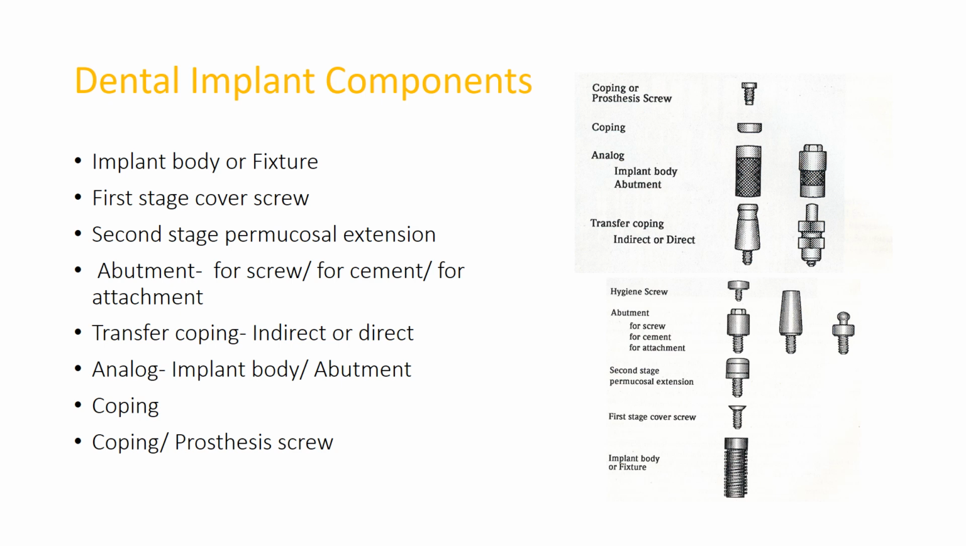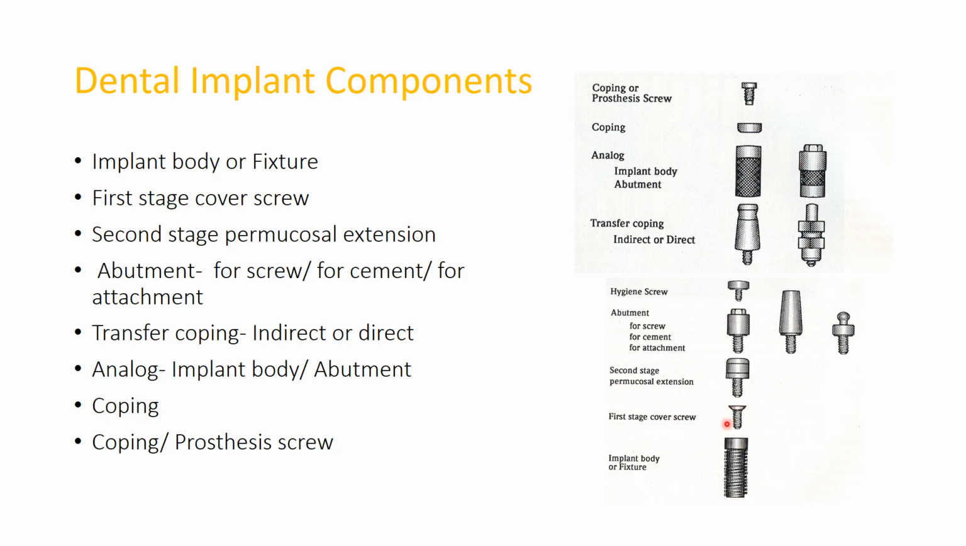Now coming to the various components of dental implants. The dental implant body itself is known as the fixture, and over the fixture we have the first stage cover screw. Then we have something called a healing collar or a healing abutment, which is usually placed at the second stage surgery. At the first stage surgery the implant is placed, the cover screw is placed on top of the implant, and the flap is closed.